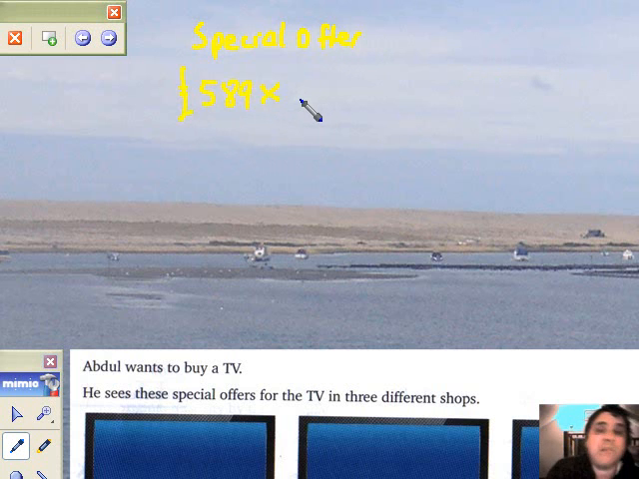25% off, that gives me a multiplier of 0.75, because 75% of the value is still there. Let's work it out. Times that. That gives me a value of £441.75. So that gives me that, and that's that one sorted.